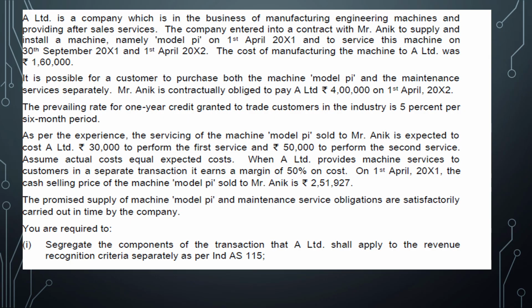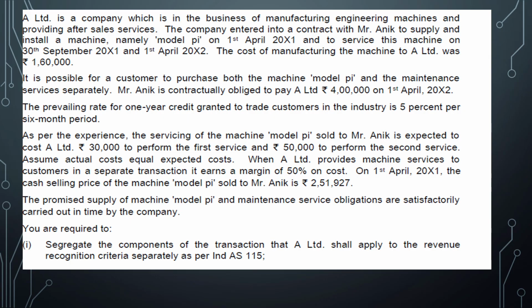As per experience, the servicing of the machine Model P sold to Mr. Anik is expected to cost A Limited rupees 30,000 to perform the first service and 50,000 for the second service. Assume actual cost equals expected cost. When A Limited provides machine services to customers in a separate transaction, it earns a margin of 50% on cost. On 1st April 2021, the cash selling price of the machine Model P sold to Mr. Anik is rupees 2,15,927. The promised supply of machine Model P and maintenance services are satisfactorily carried out in time by the company.